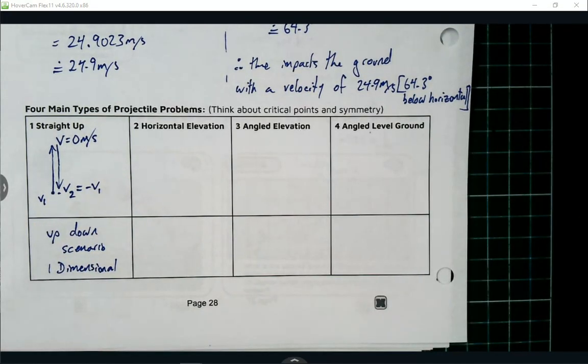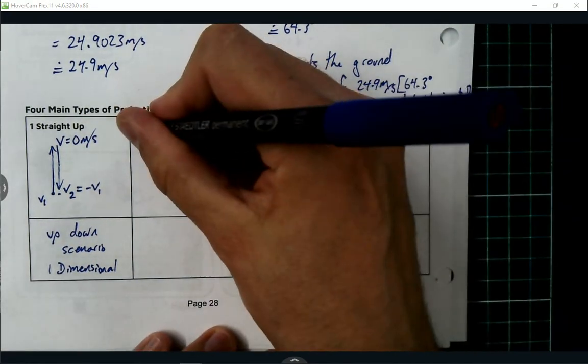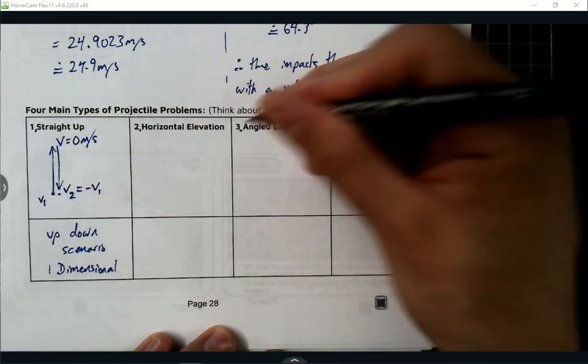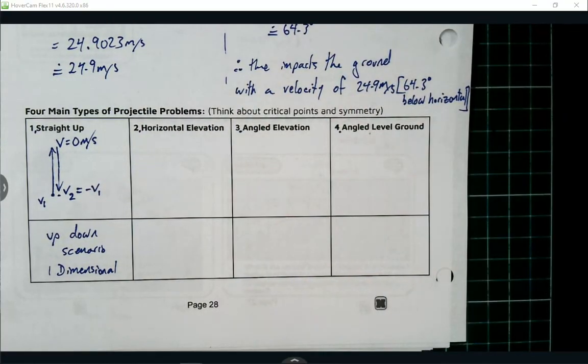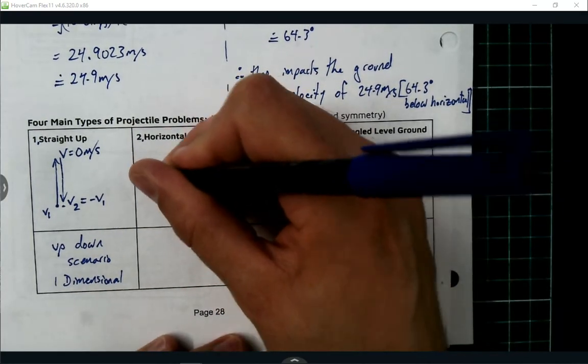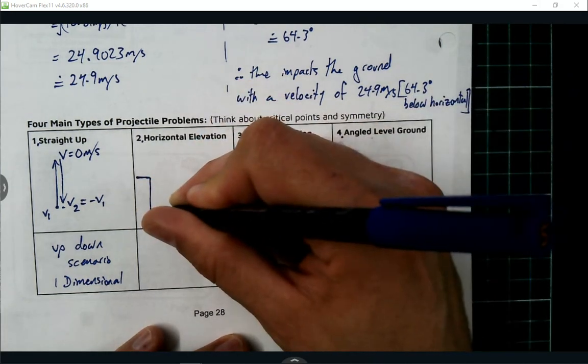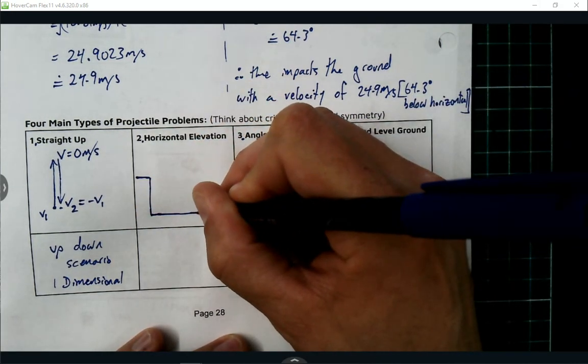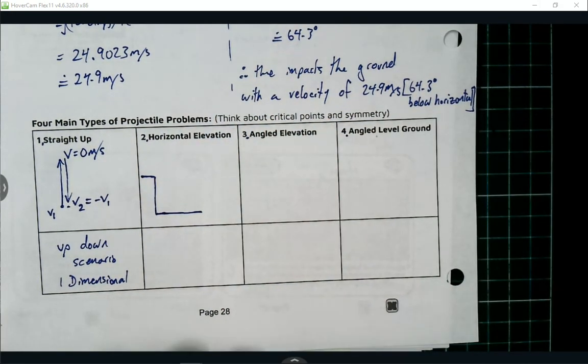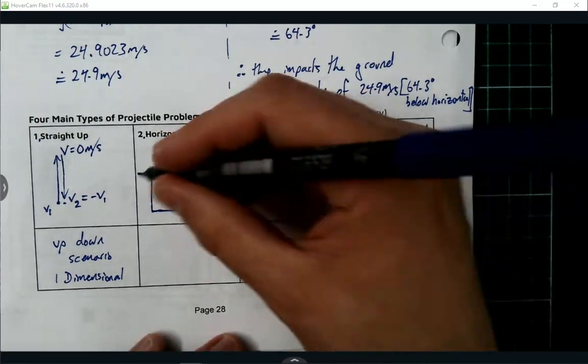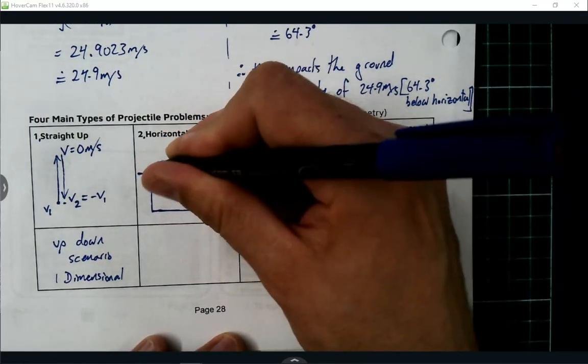Then we have the, really I guess I should call this 1, 2, 3, 4 with a dot, just to make sure that we know that these are just numbered indices. But we have the horizontal elevation. And when I say horizontal elevation, I mean it's launched horizontally from an elevation. So launching horizontally off of a cliff, and we've dealt with that, stunt drivers and so on.